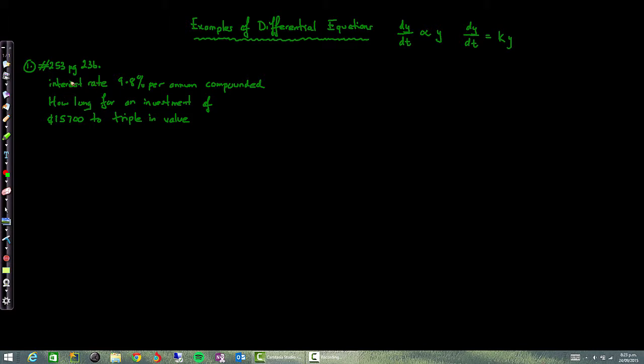So I'm looking here at question 253 from page 236. Now what this one is saying is that we've got some money to invest, $15,700, and we've found a bank or an institution that's going to give us 9.8% per annum. Now per annum means per year. Okay, and that interest rate is compounded.